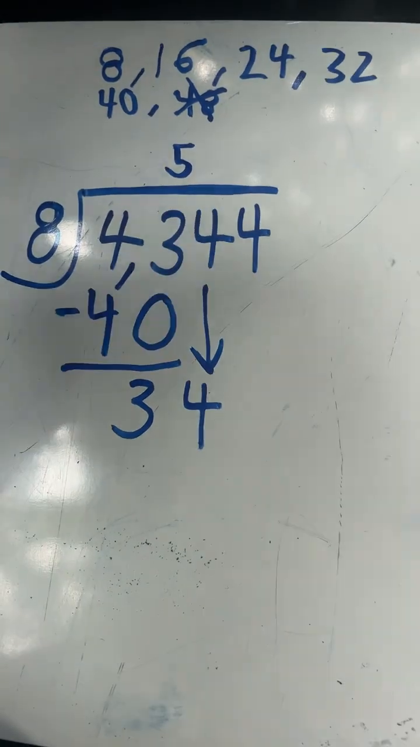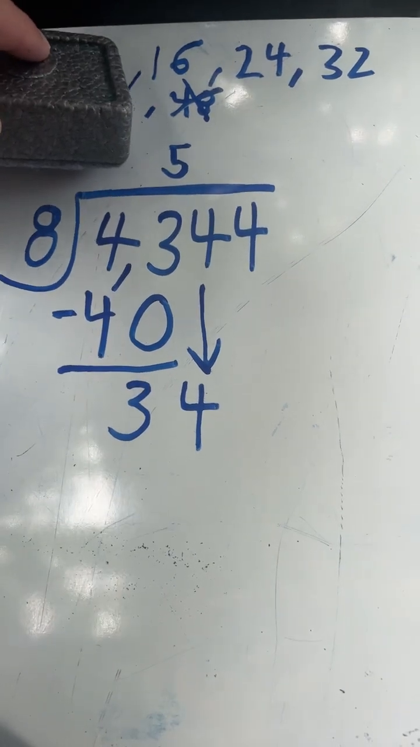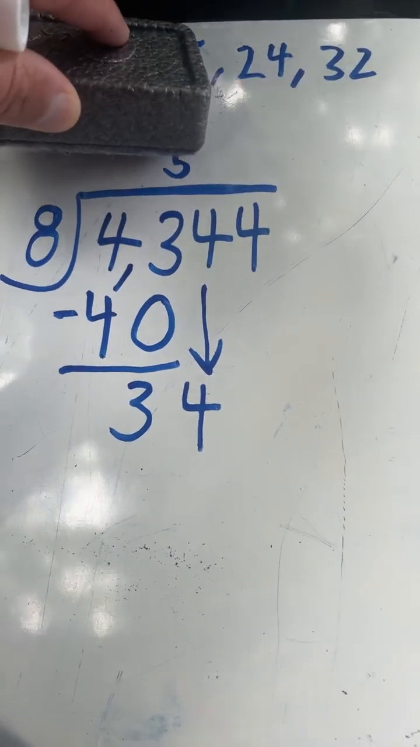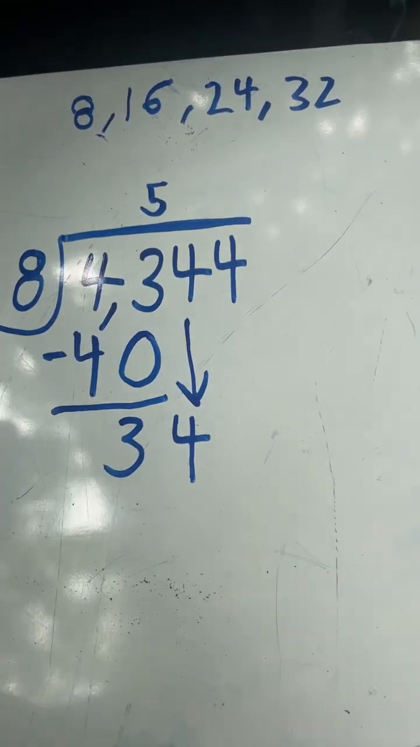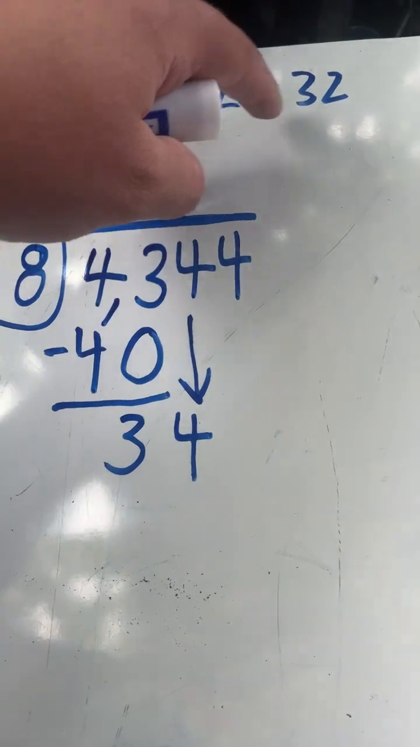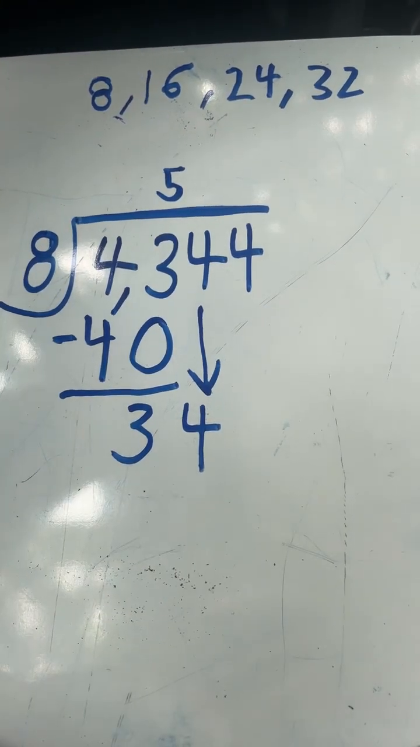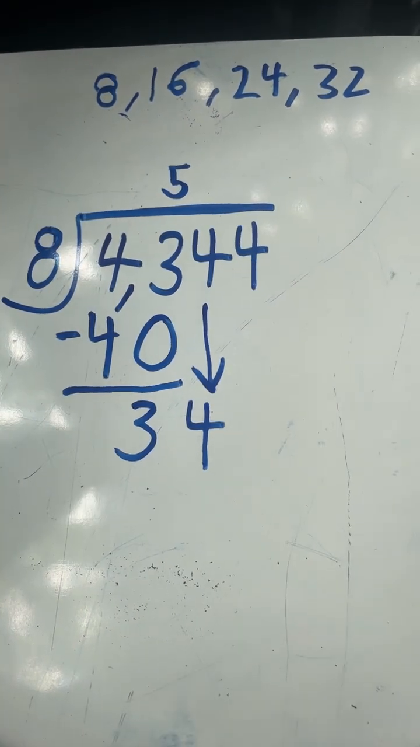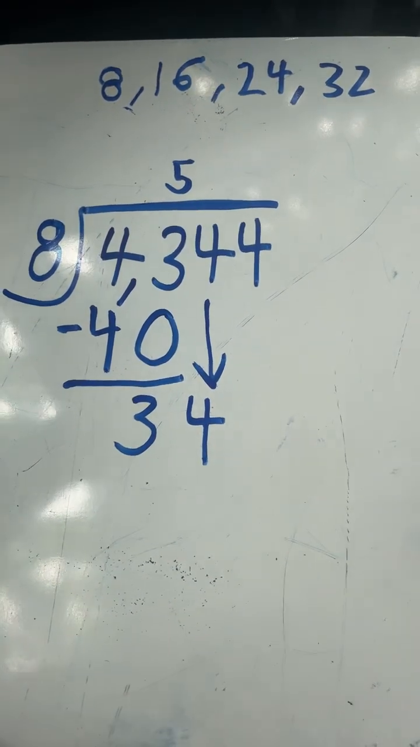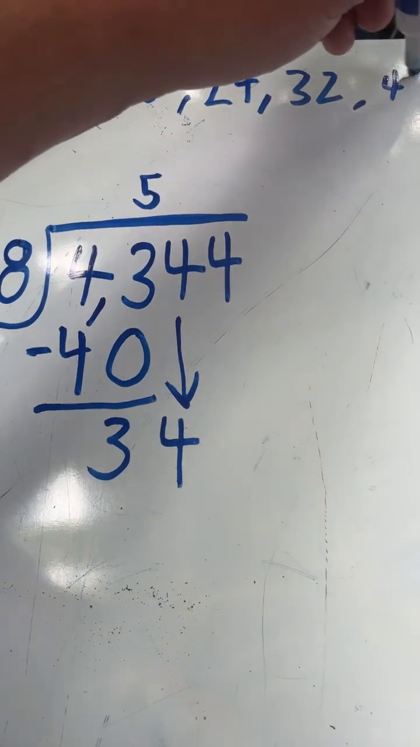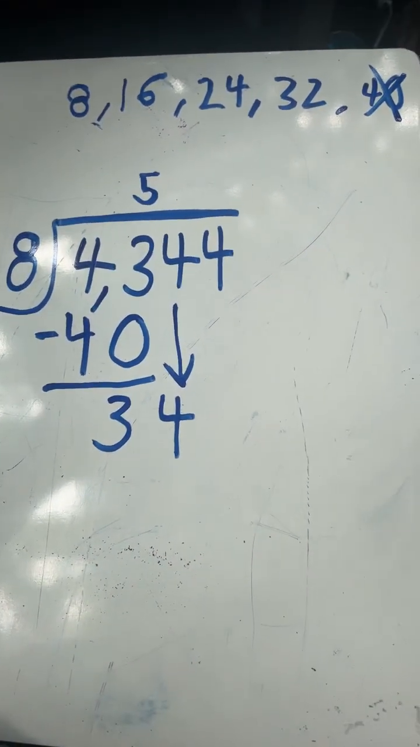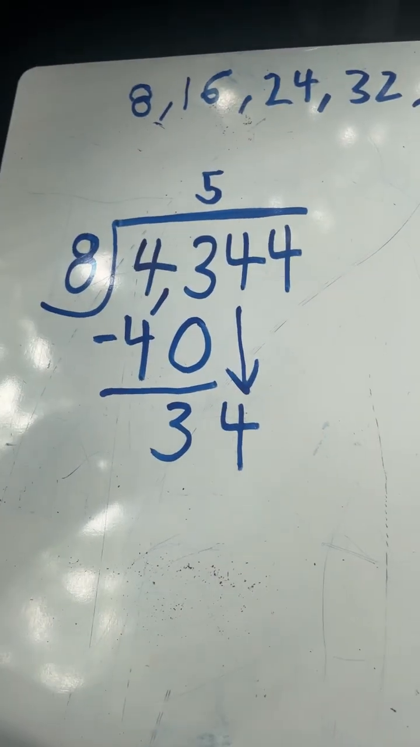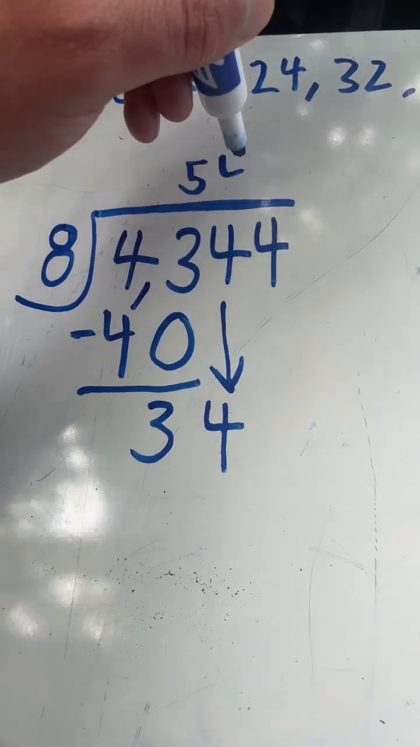Now I could delete it and skip count all over again, but looking at the counting by 8s that I already did up top, 8, 16, 24, 32. So I was able to get 1, 2, 3, 4 groups of 8 within 32. If I count by 8 again, I'll be at 40, and 40 would be too far. 40 would be past 34. So 4 groups of 8 go into 34. 34 divided by 8 equals 4.